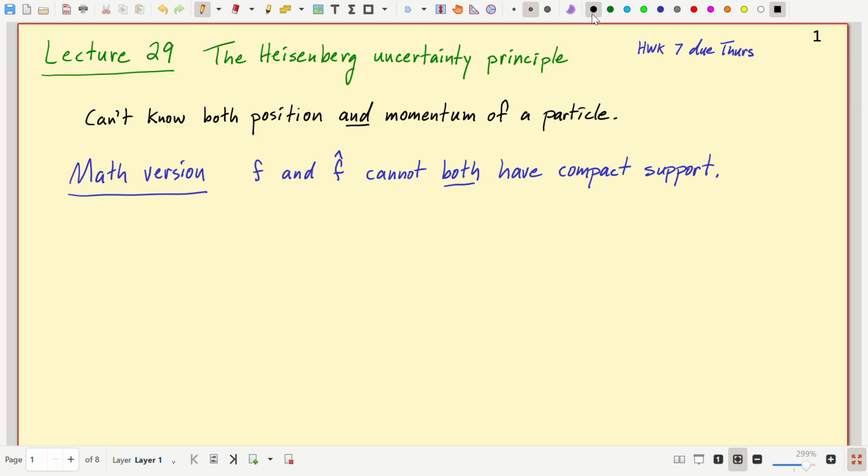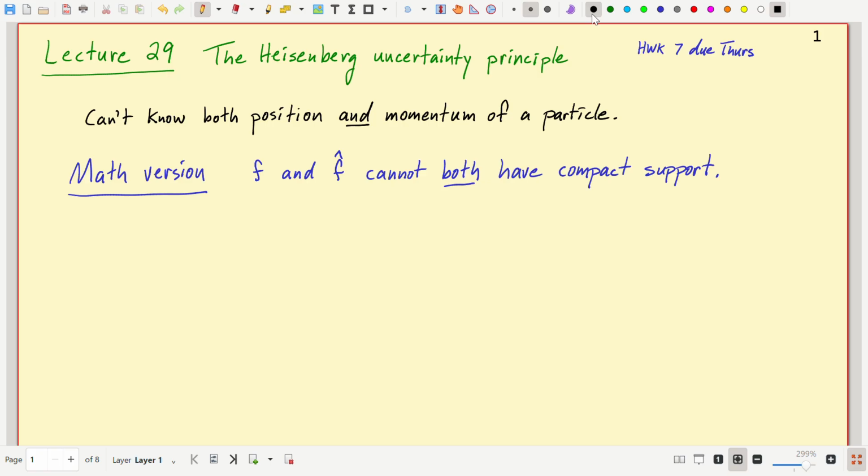Because physicists use the Fourier transform in the study of quantum mechanics, when they formulate that mathematically, it boils down to the statement that a function and its Fourier transform can't both have compact support. You have to study quantum mechanics to get that connection, but that's what it turns out to be mathematically. So that's the version I'm going to deal with today, and I won't worry about the physics connection.